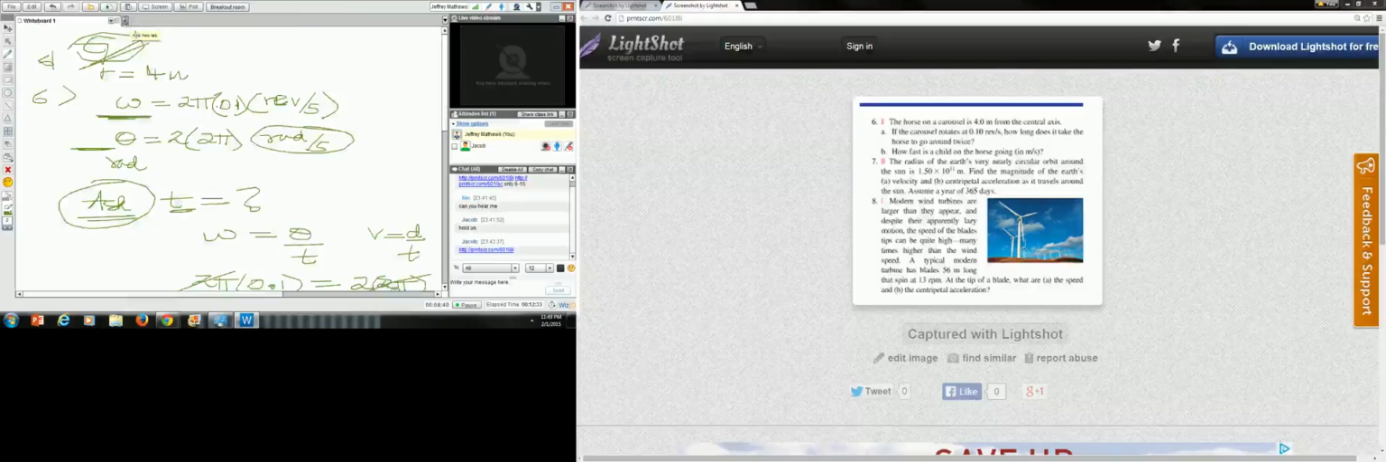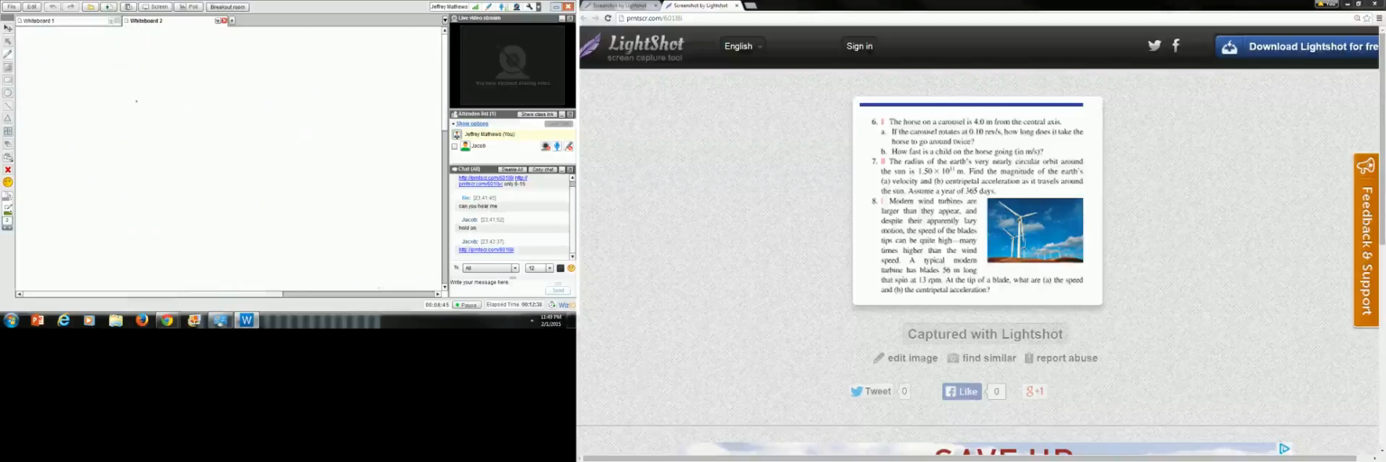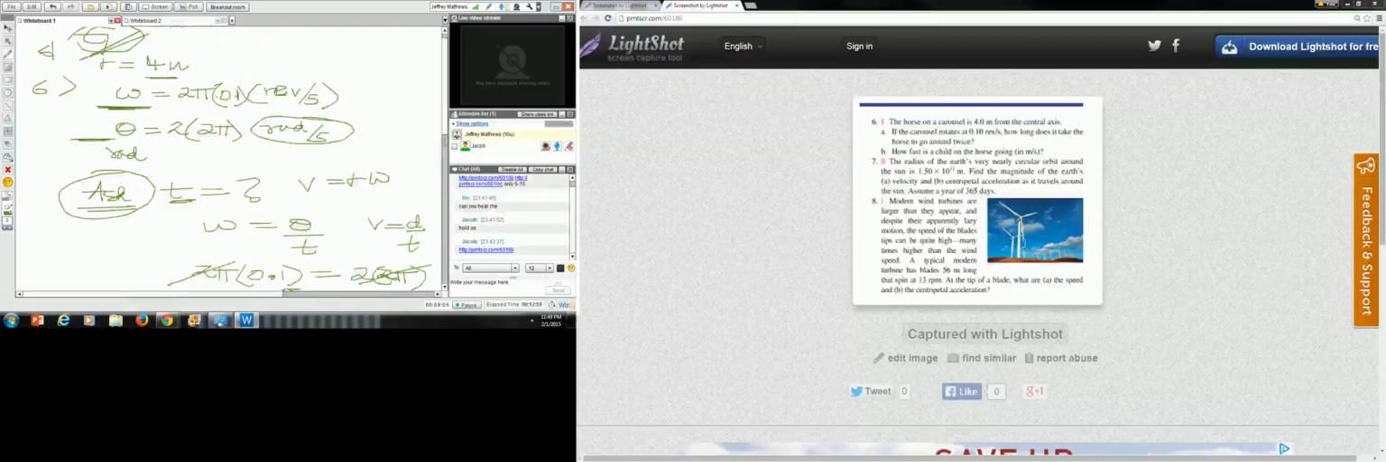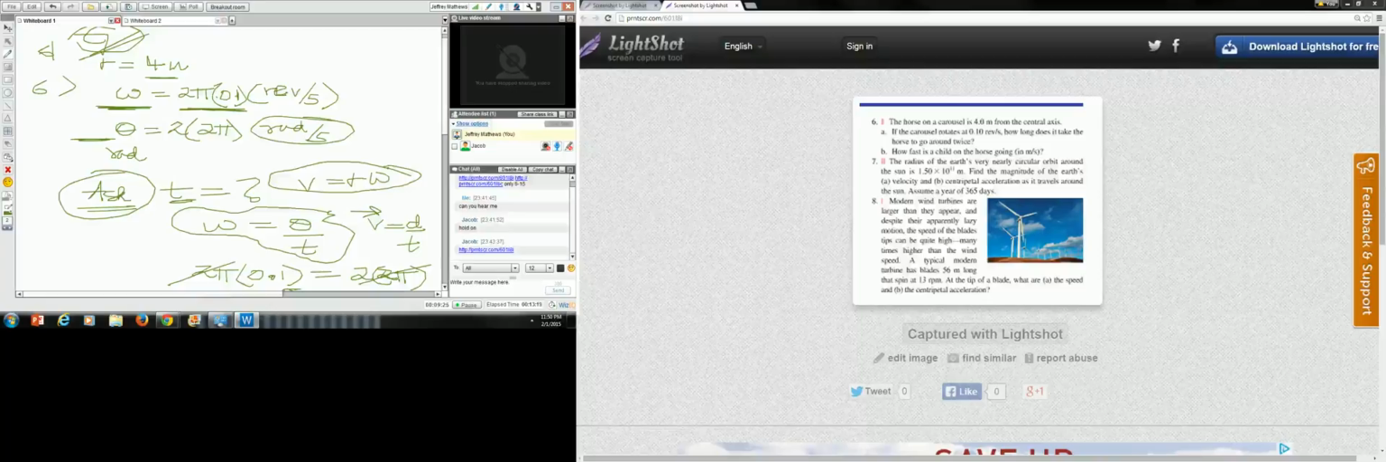Now they ask, how fast is a child on the horse going in meters per second? So now they're asking for V, and V has a nice formula. What is V? Radius times omega. So we multiply 4, which is the radius, times omega. So we just have to remember the two major formulas we used in this question, this one from before, and this one. Does that make sense?